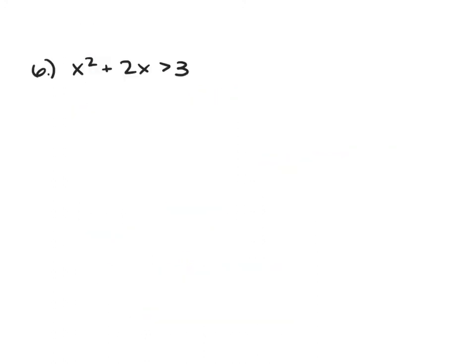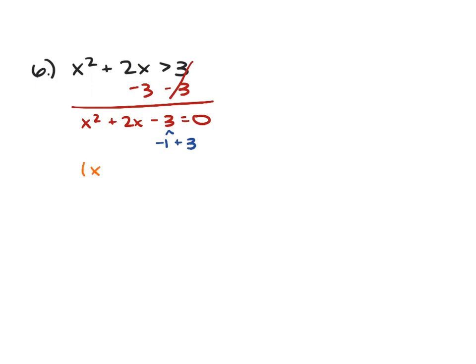For number 6, we're given x squared plus 2x is greater than 3. So I am going to subtract this 3 from each side and turn it into an equation. So I'm going to just have x squared plus 2x minus 3 is equal to 0. My factors of the -3 that add up to be 2 are -1 and +3. So this is just going to be x minus 1 times x plus 3 is equal to 0.